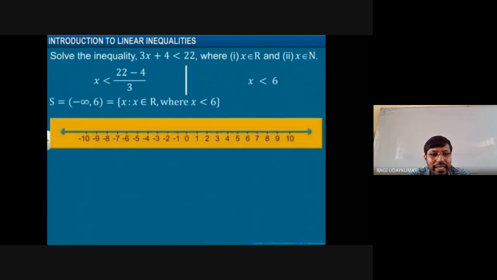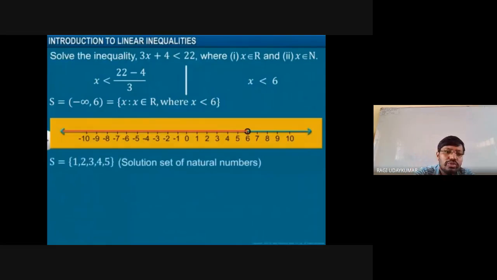So here in case of the real numbers, graphically represent करना है तो ये ही चीज को 6 लेना है, 6 को इंक्लूड नहीं करना है, 6 के प्लस में ऐसा सर्किल मारना है एंड लेफ्ट साइड टिक यूज करना है. सेकंड सॉल्यूशन क्या है? नेचुरल नंबर्स दो दिया. नेचुरल नंबर्स मींस 1 2 3 4 5 only you are going to get.